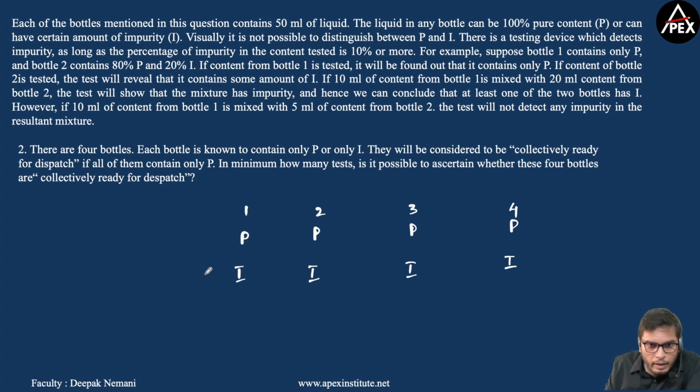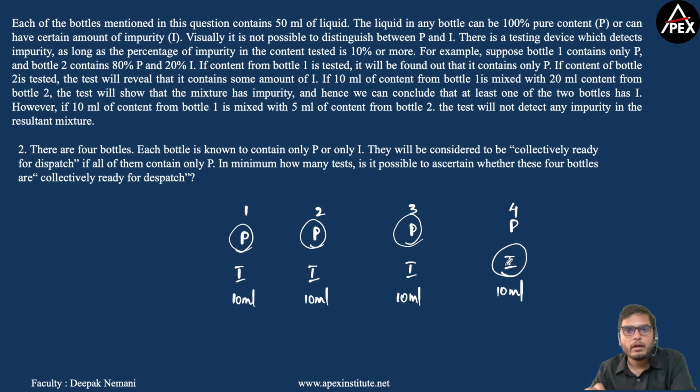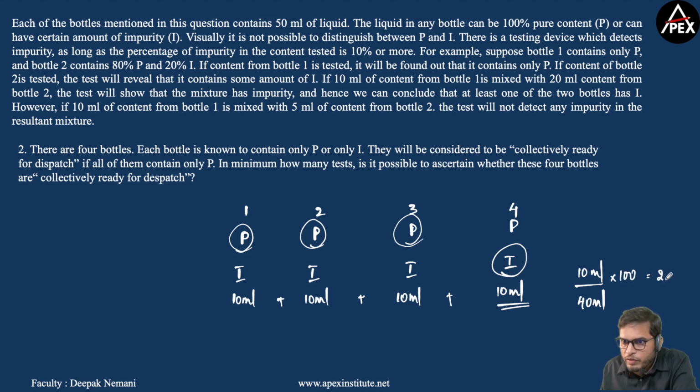Right, now for that let me consider equal volume of liquid from each bottle: 10 ml, 10 ml, 10 ml and 10 ml. Let me consider that out of these 4 bottles, 3 bottles contain 100% pure liquid, and 1 bottle contains 100% impure liquid. So the total volume of this resultant solution will be 40 ml, out of which this 10 ml is the impure liquid. So the percentage of impurities in this resultant mixture will be 10 by 40 into 100, which is 25%.